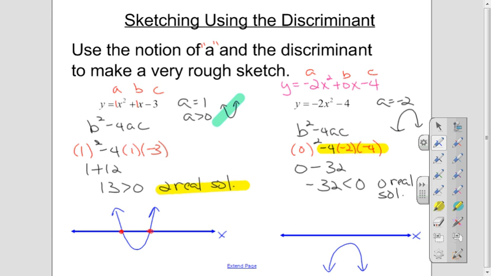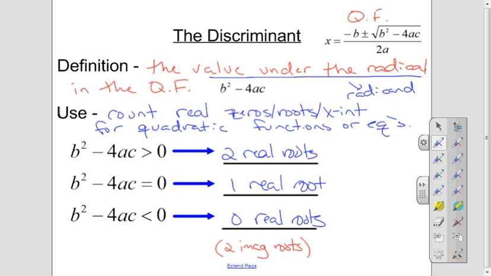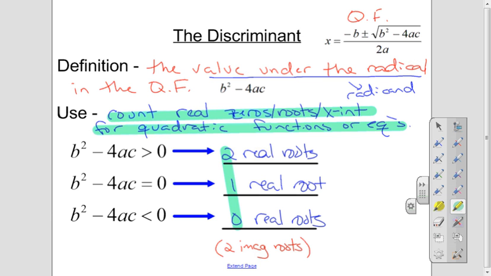Now, I don't know any points on it. I just know where it is in relationship to the axis, if it's intersecting it or not, where, and which direction the parabola opens up. So, I hope this was valuable to you. The discriminant is something that, like we said, its only function is to count the number of real zeros for quadratic functions or equations. And when you're counting them, your only options are to get 2 real roots, 1 real root, or 0 real roots.